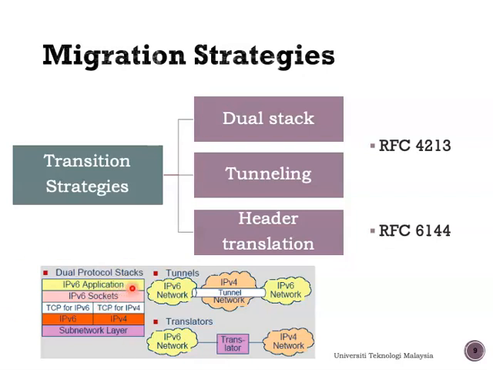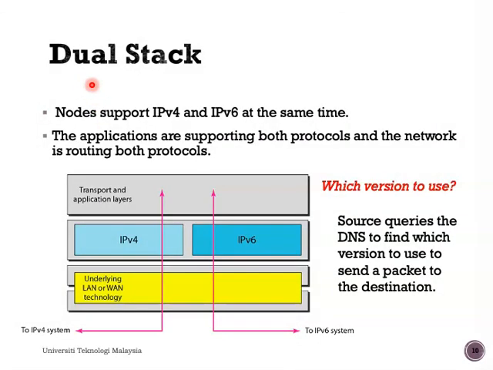So this is an example diagram of dual protocol stack, tunneling, and also translators. We will have a look one by one. For dual stack, nodes will support IPv4 and IPv6 at the same time. In other words, a node must run both IPv4 and IPv6 protocols simultaneously until the whole internet uses IPv6. The applications on these hosts also support both protocols, and the network can also route both protocols.